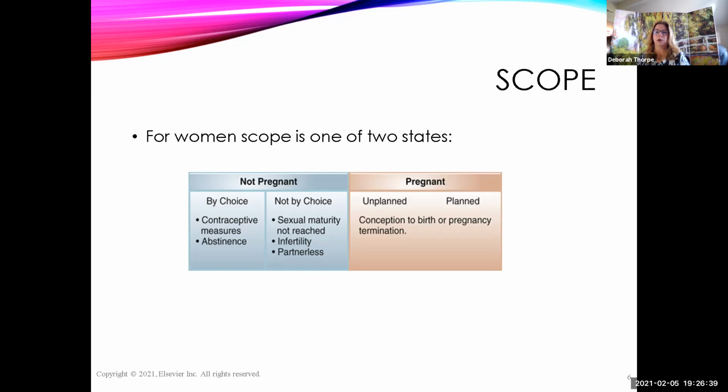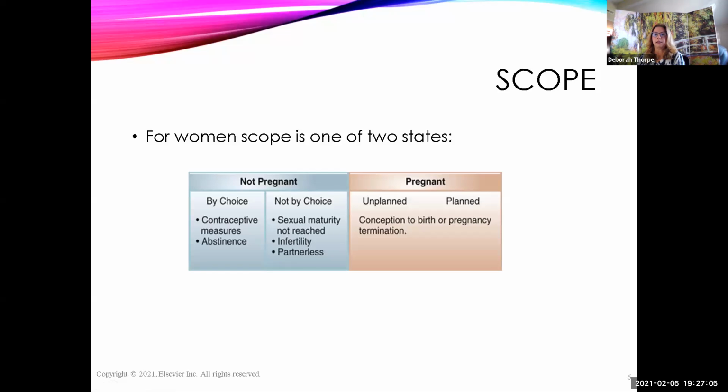This is represented by a man and a woman, a sexually engaged couple who are capable of creating a pregnancy and are using contraceptives to avoid pregnancy. And some achieved through contraceptive measures or sexual abstinence.